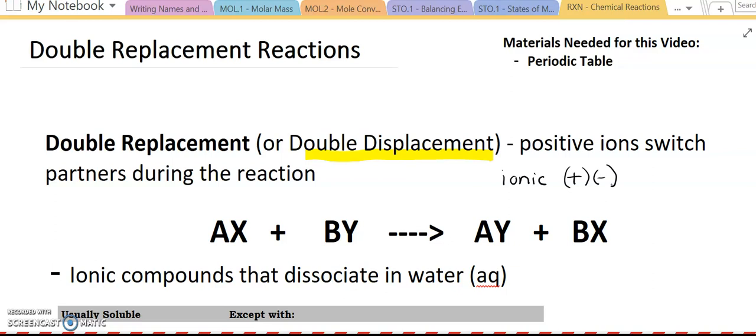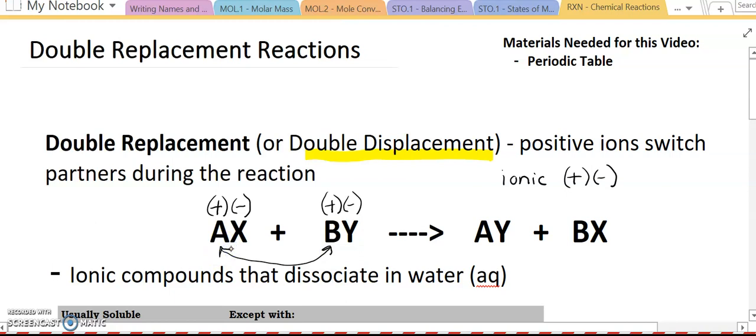So if you look at the example equation, we have A, and A is in front, so A is going to be positive, paired with X, and positives are paired with negatives, so X must be negative. B is in front, so that must be positive. Y is in second position, that must make it negative. And in these chemical reactions, A and B switch partners.